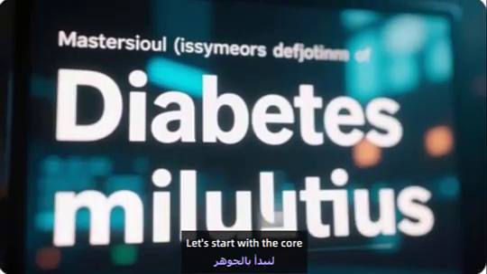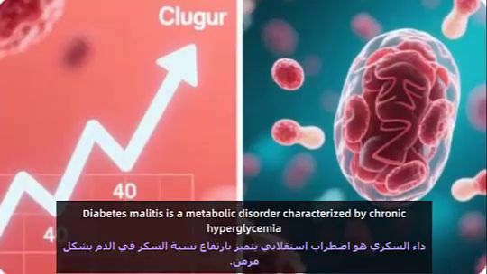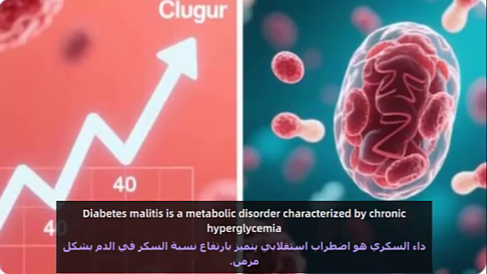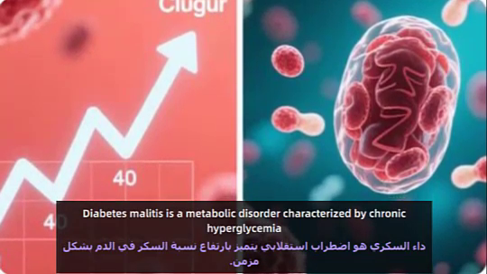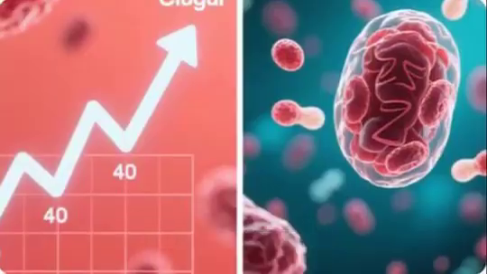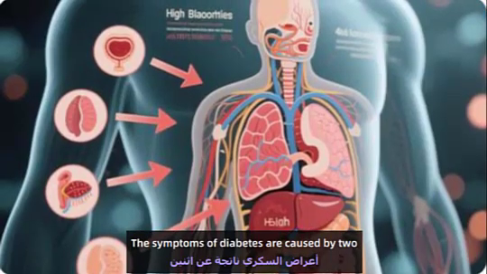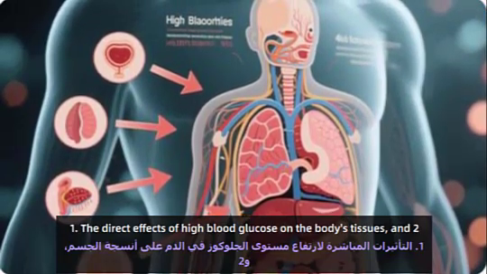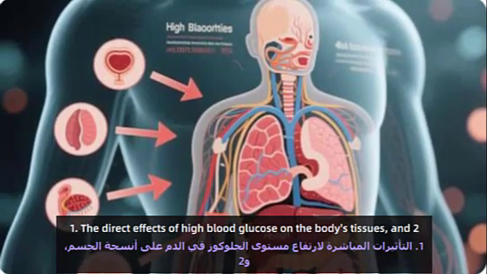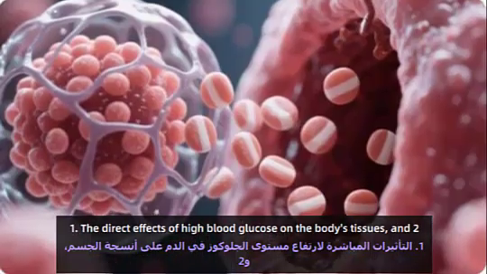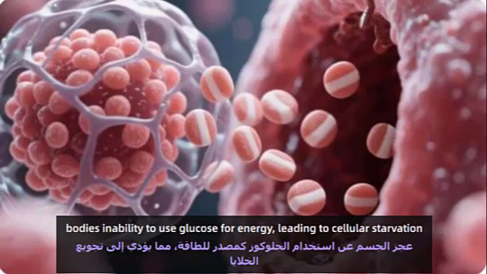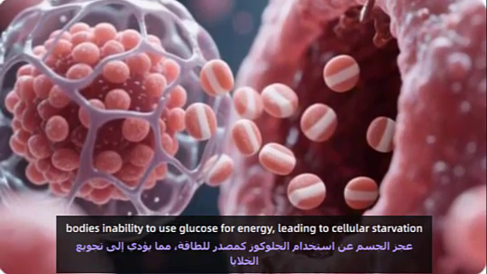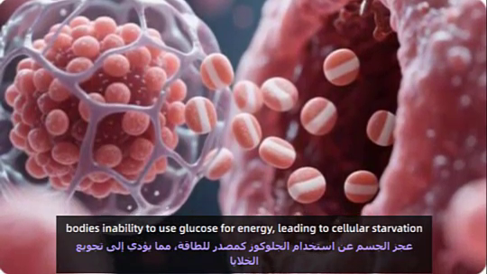Let's start with the core definition. Diabetes mellitus is a metabolic disorder characterized by chronic hyperglycemia, or high blood glucose. The symptoms of diabetes are caused by 1. The direct effects of high blood glucose on the body's tissues, and 2. The body's inability to use glucose for energy, leading to cellular starvation.